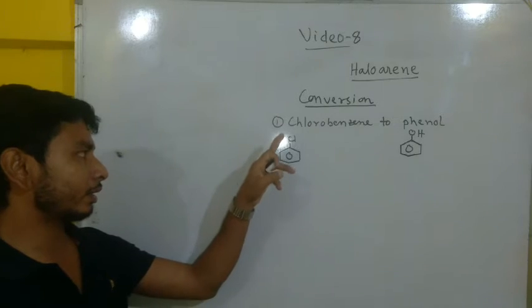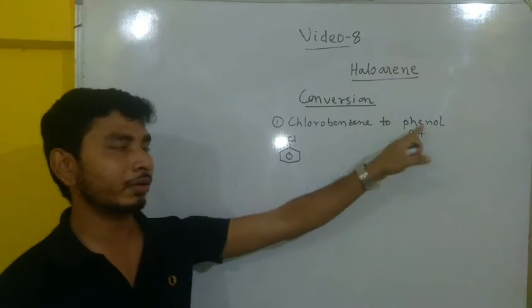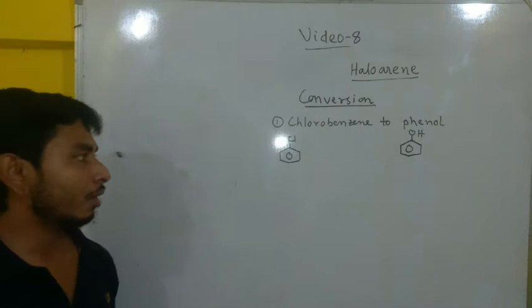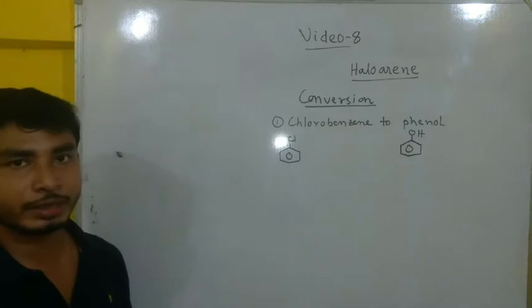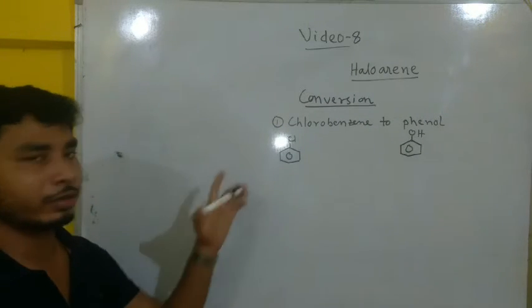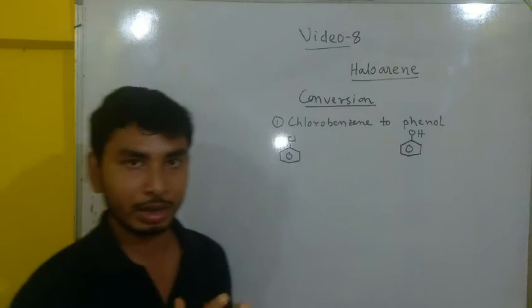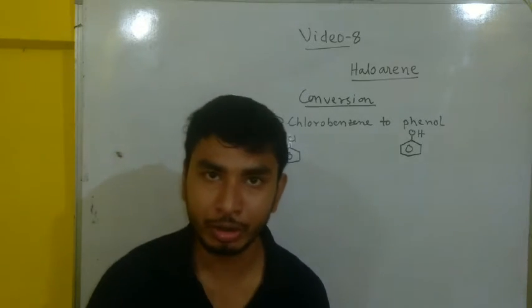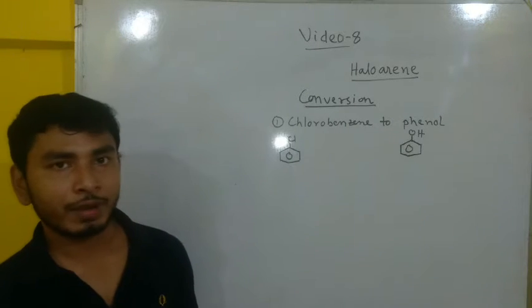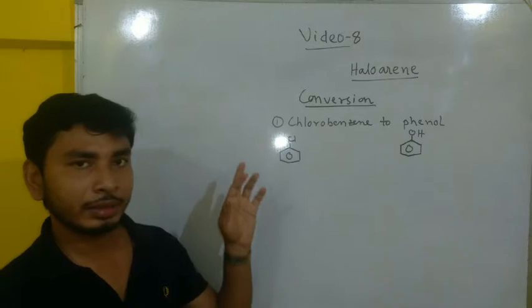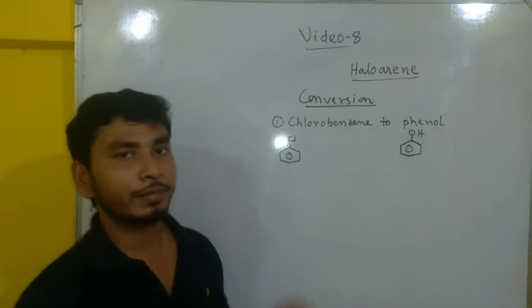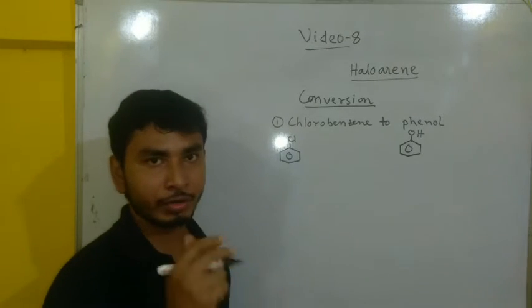Now here the chlorine has to be replaced by an OH group, that is, the halogen has to be replaced by an OH group. So how can we replace the halogen with the OH group? This is the first reaction of the nucleophilic substitution reactions. In the nucleophilic substitution reactions, first we discussed this reaction, chlorobenzene converted to phenol. What is the reagent? Go to the nucleophilic reactions.